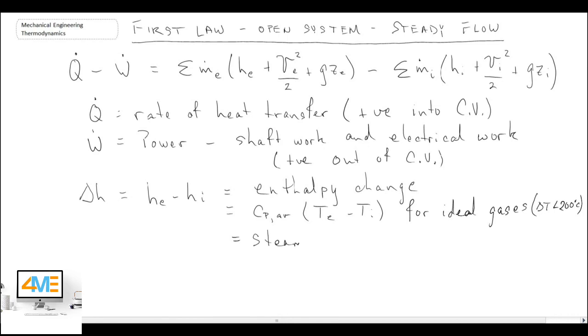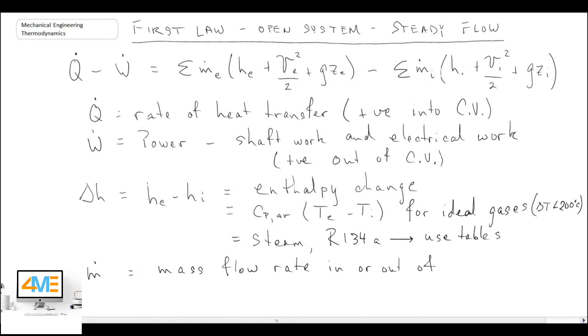Steam, R134a, use tables. And finally, in this equation, we have the mass flow rate. That's the mass flow rate into or out of our control volume. So that's the first law for an open system.